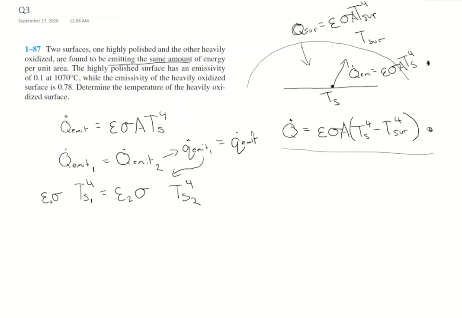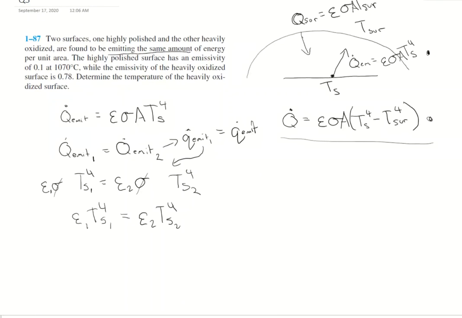And then the Stefan-Boltzmann constant cancels, and we just end up with emissivity 1 Ts 1 to the 4 is equal to emissivity 2 Ts 2 to the 4. And then we just reorganize this. So what we were trying to find was this temperature of our second surface such that it would emit the same as our first surface. So Ts of our second surface, that's what we're looking for.